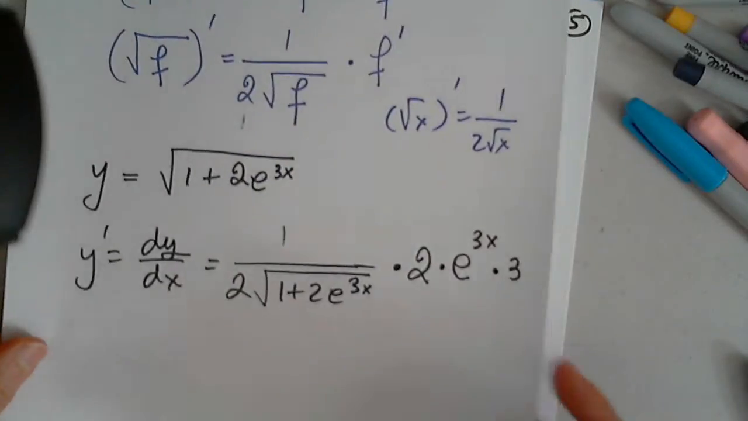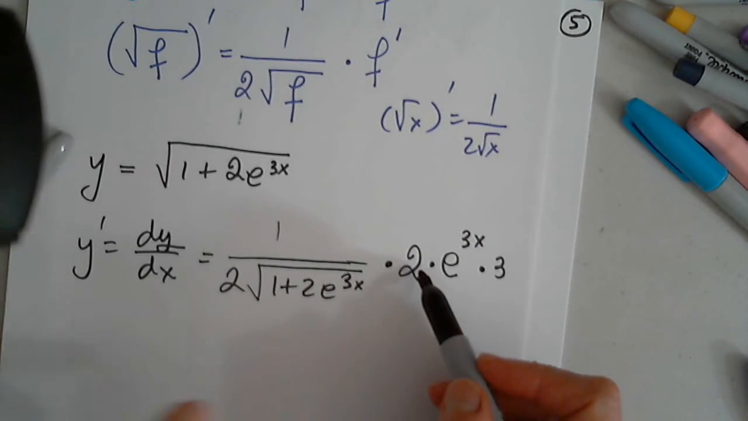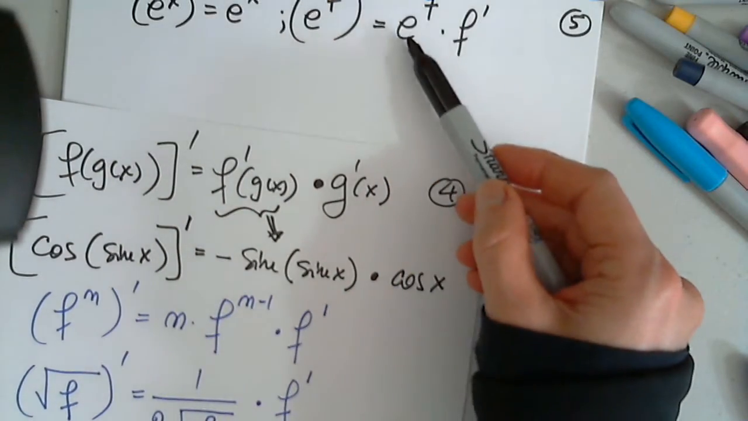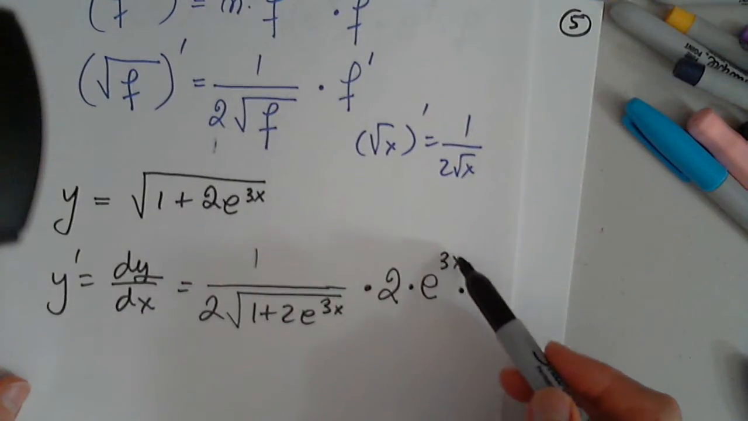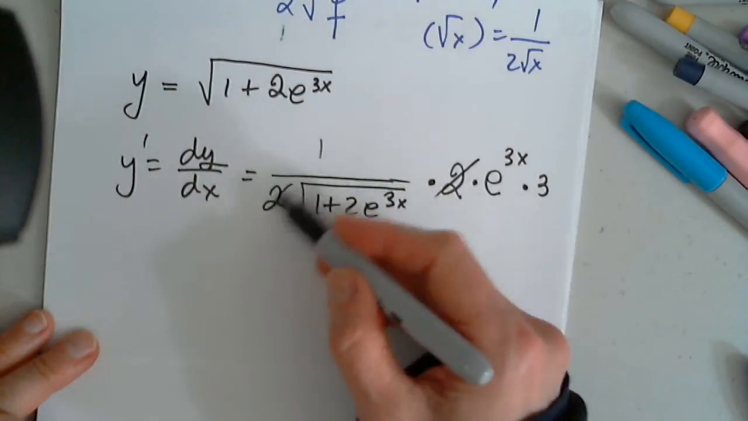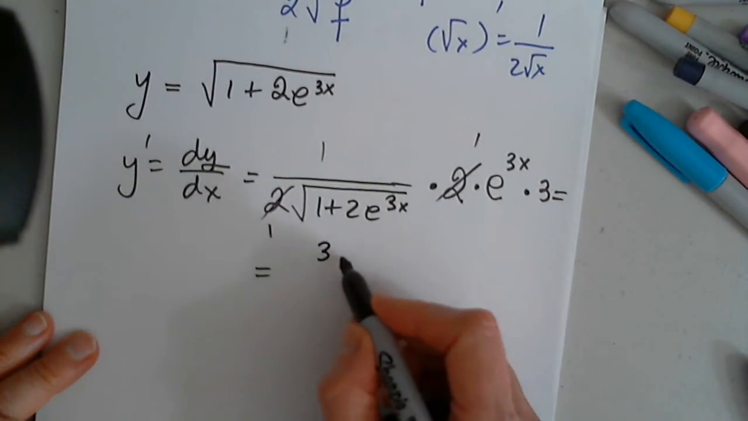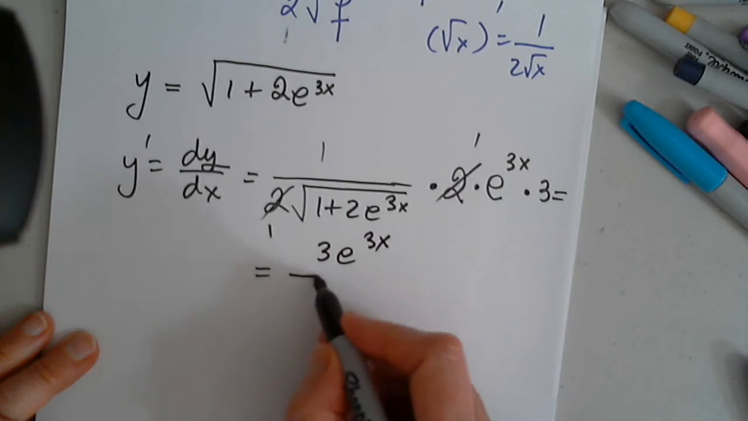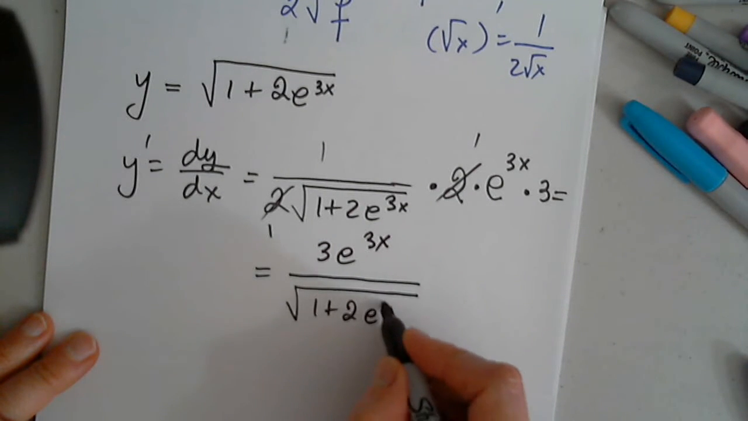So when we differentiate e to 3x, of course the constant stays in front. E to a function prime is e to that function times the function prime. In this case, 3x prime is 3. Yes, I will simplify. And the final simplified form will be 3 e to 3x, everything divided by the square root of 1 plus 2 e to 3x.